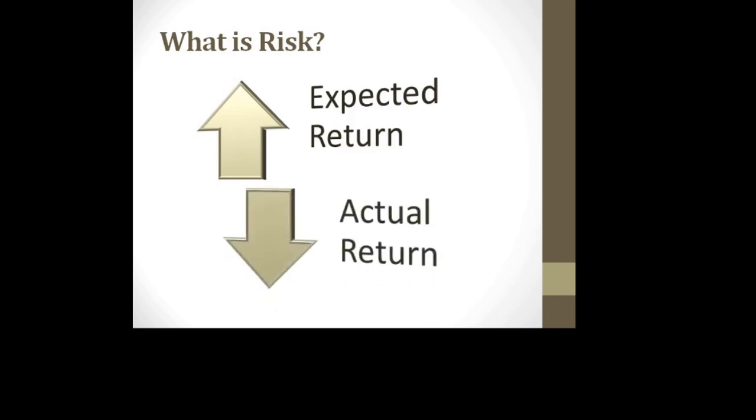Now, actual return. What do you mean by the term actual return? Actual return is the return that an investor, whether individual or institutional, gets after the completion of the investment tenure. The expected return is what he expects from the particular investment before investing. So when there is some difference between expected return and actual return, we say that risk exists.